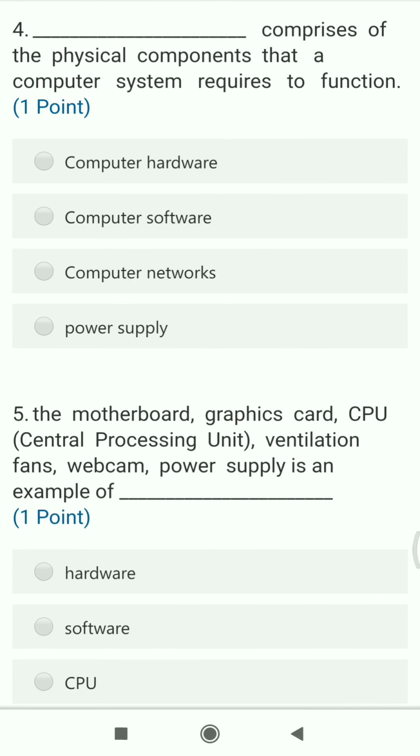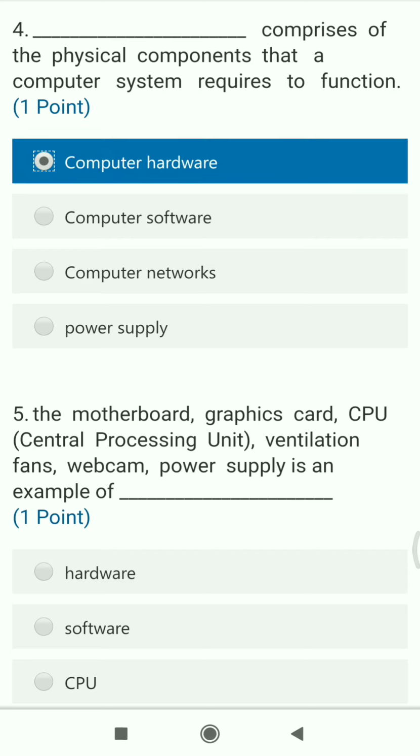Next question: dash comprises the physical components that a computer system requires to function. The options are computer hardware, computer software, computer networks and power supply. The right answer is computer hardware because they have already mentioned the physical components. Whatever physical components are present, it may be a CPU, a motherboard, a ventilation fan or a webcam. Anything which is a physical component is considered computer hardware.